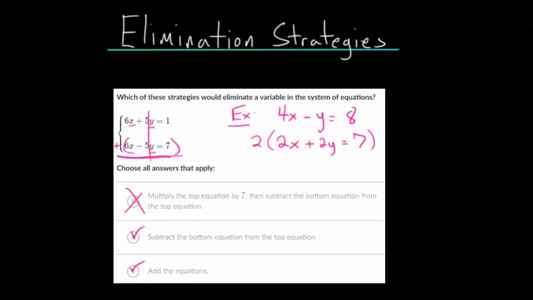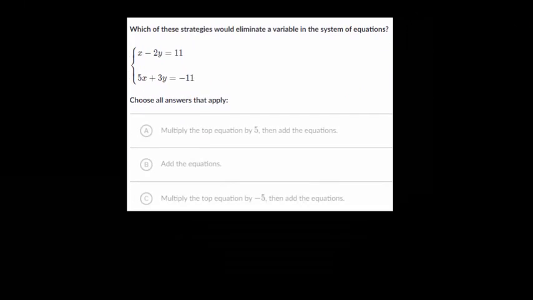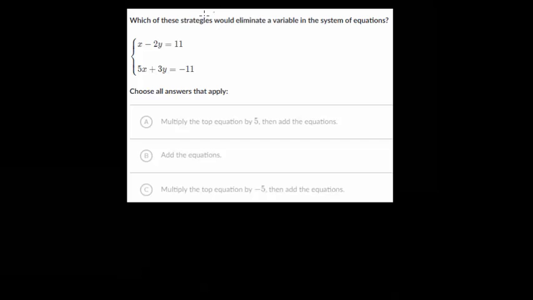So let's move on, and we'll practice several of these examples. We need a strategy to eliminate one of the variables. And again, we're just going to go through each of these choices because we need to choose all the answers that apply, so it could be multiple. Now, the first one says multiply the top equation by 5 and then add them.